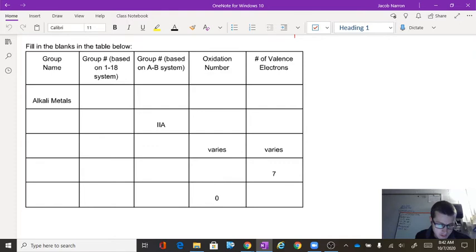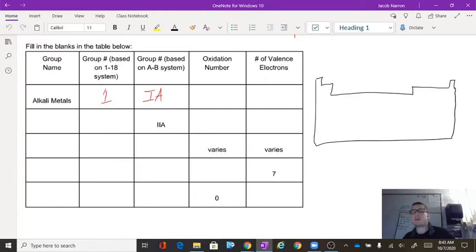Group number based on 1 through 18. I know that alkali metals are group number 1. It's these elements right over here. Group number 1, that's also known as group Roman numeral 1A. Now, the oxidation number, if you've forgotten, I'm going to draw this right over here again, because some of you are still not remembering it.